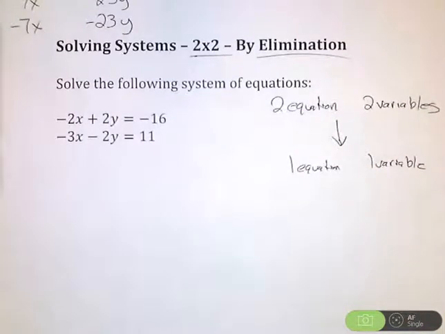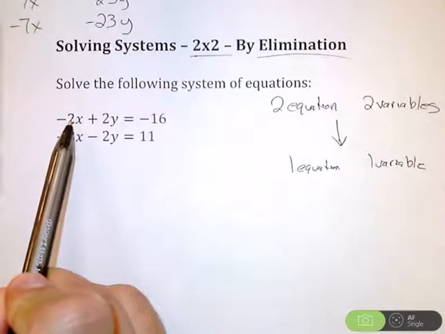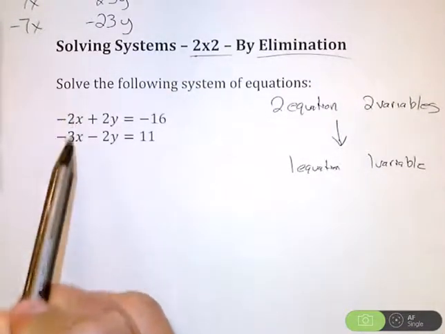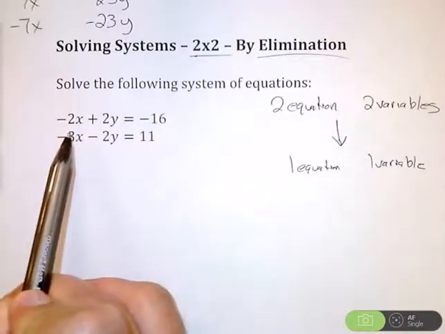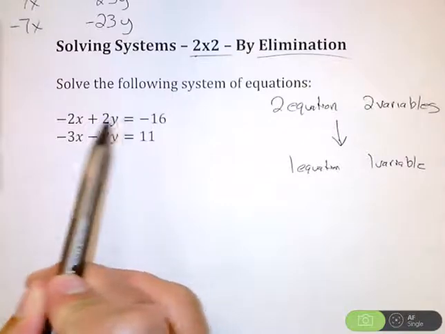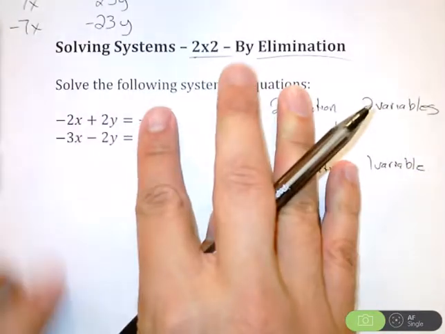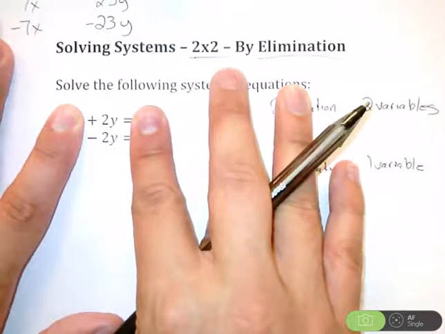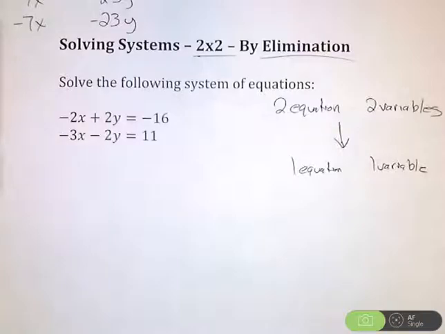Sometimes, like you're going to see in this first example, our system is already set up and ready to go for elimination. If we look at this, we have a negative 2x and a negative 3x, and those aren't going to eliminate. If you add straight down, you get negative 5x. But if we look at the y's here, we have a 2y and a negative 2y. If you combine these two, 2y minus 2y, you're going to get 0. And that's going to eliminate the y variable.